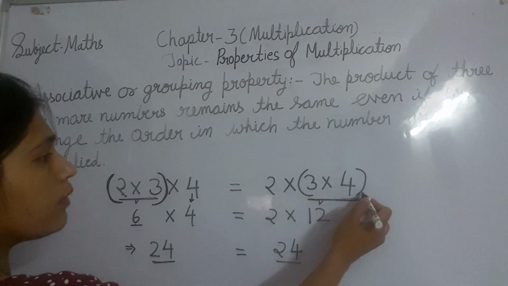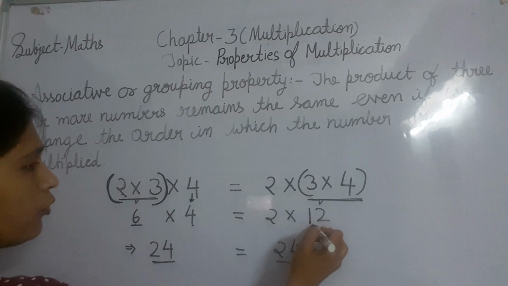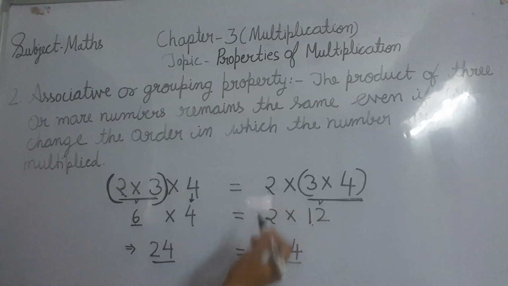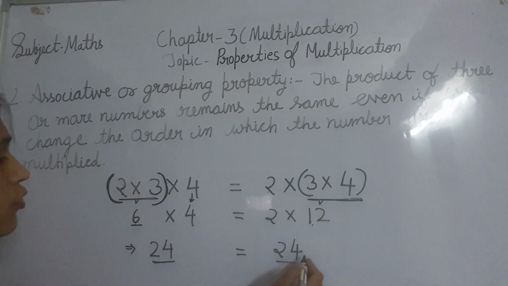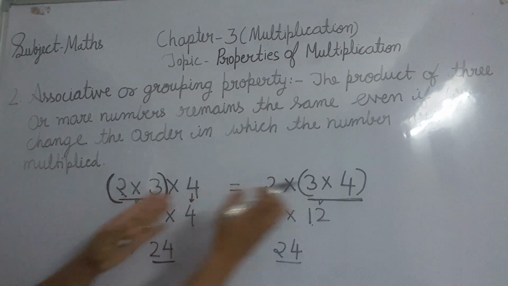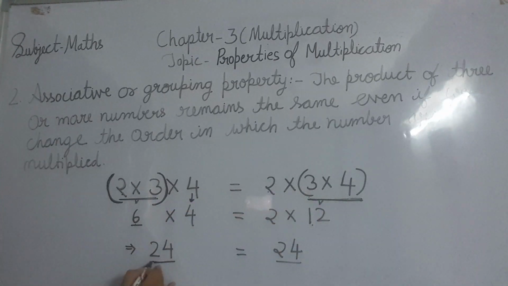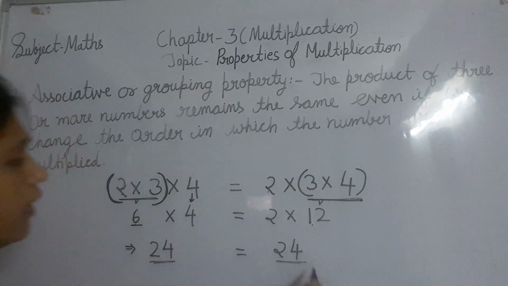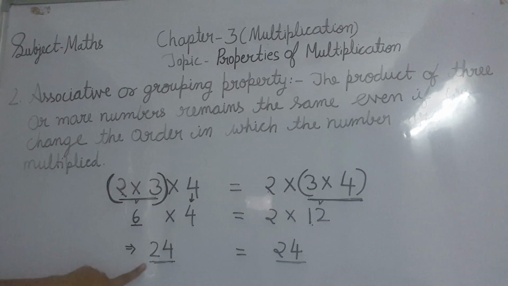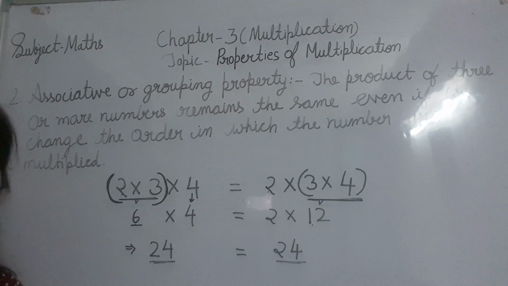First we have to solve the bracket. 3 multiplied by 4 is equal to 12. 2 will be the same. So 2 times 12 is 24. So it means if I change their groups, the answer will not change. The product will be the same. So this is called the associative or grouping property of multiplication.